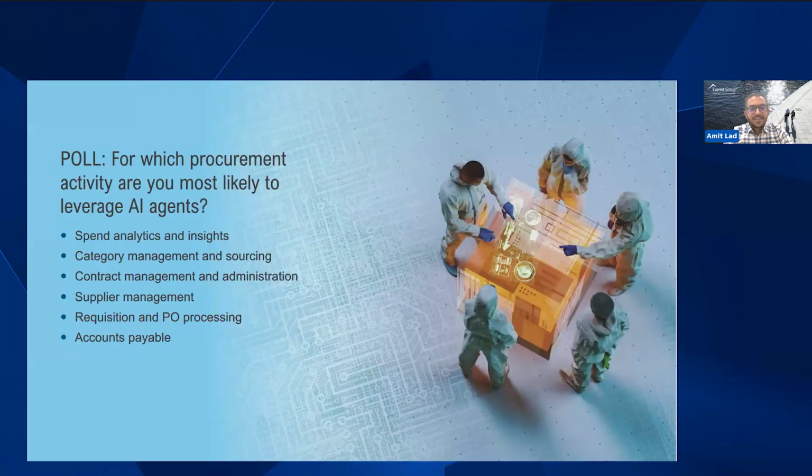Yeah. With that, we have another question for you guys. We would like to understand which procurement activity you are most likely to leverage AI agents for. We have spend analytics and insights, requisition and PO processing. So all the activities across the source to pay value chain have been covered here. And we would like to hear your views on this.